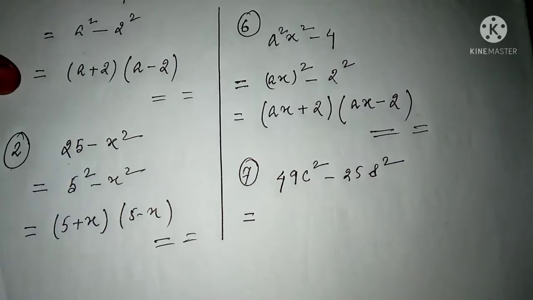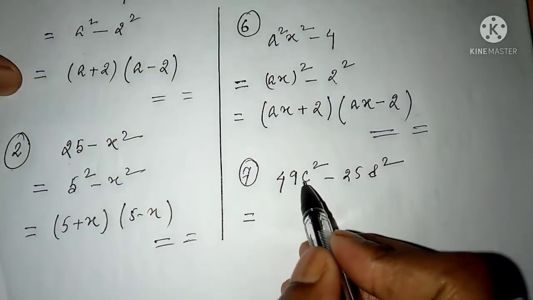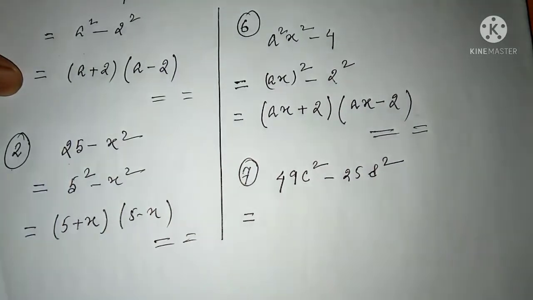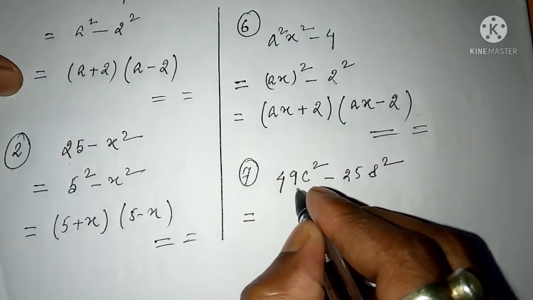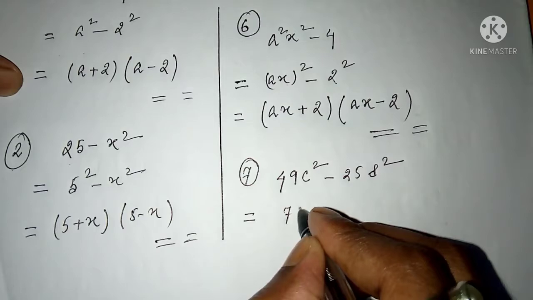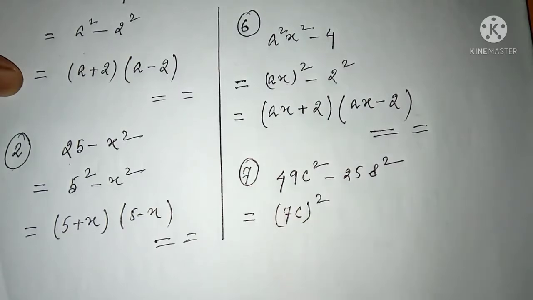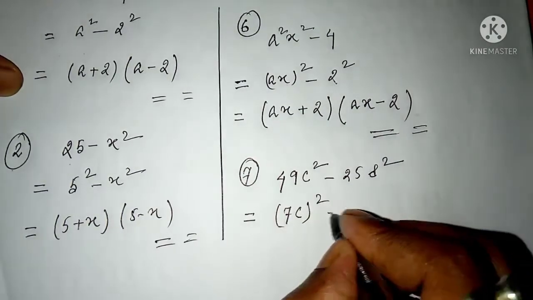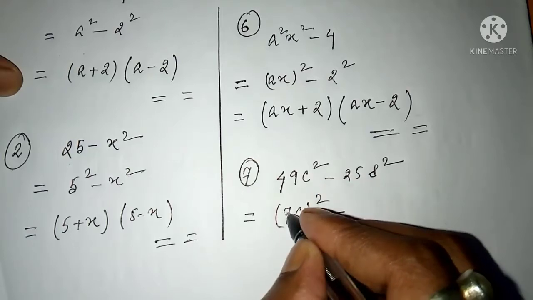Now this is our seventh question, 49c square minus 25d square. So 49c square, can I write 49 as 7 square? Again c is also in square, so can I write within the bracket 7c square, because c square, 7 square means 49.